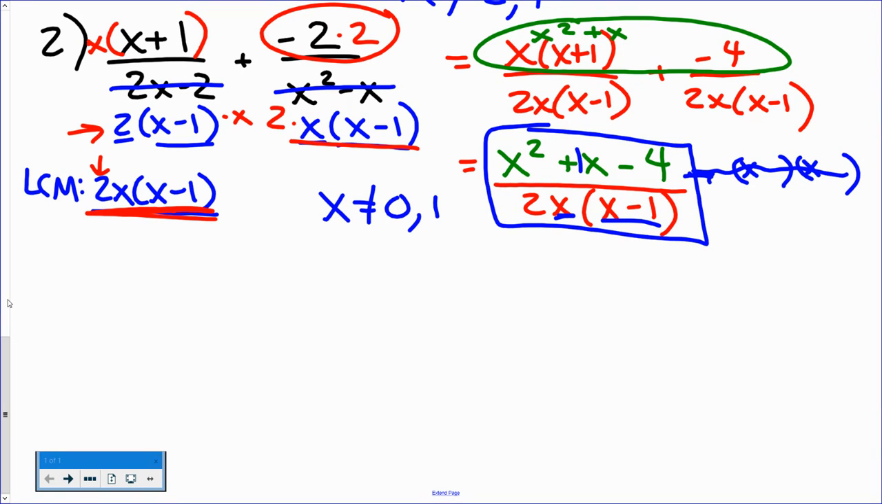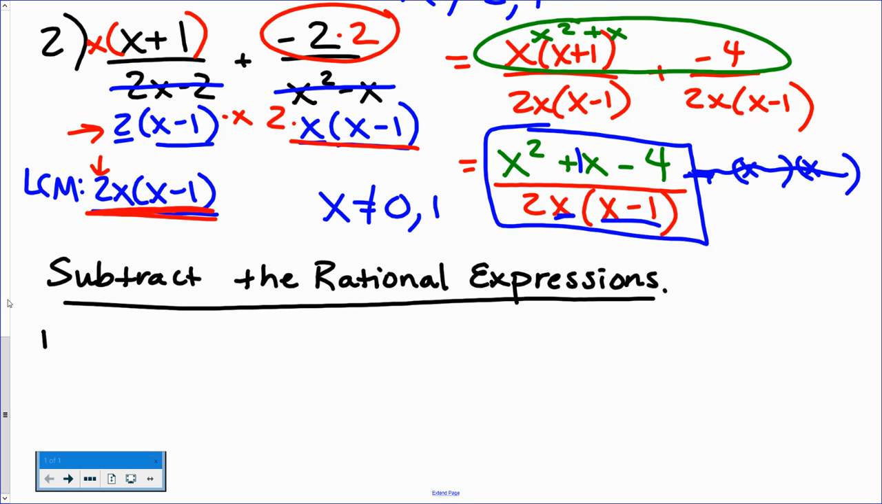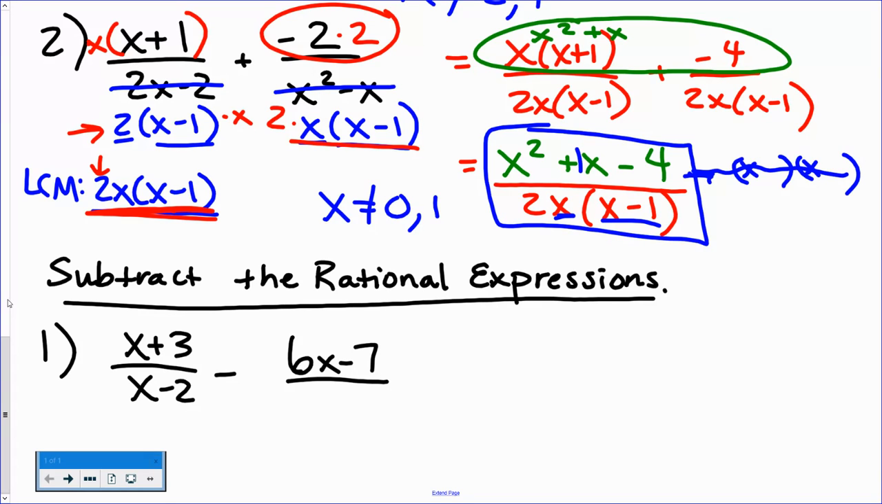Okay. All right, I want to look at subtracting. So let's subtract the rational expressions. Okay, it's really not a lot different. Our first problem will have x plus 3 over x minus 2 minus 6x minus 7 over x squared minus 3x plus 2.